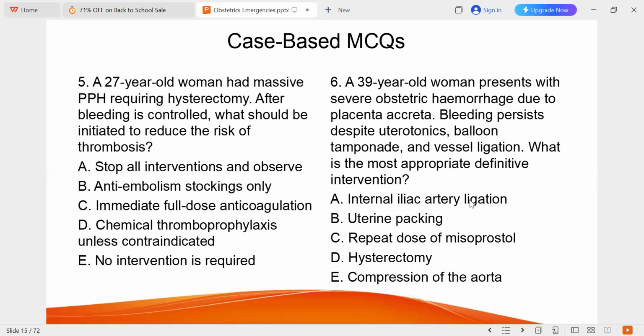Hysterectomy. D. Correct. D, hysterectomy. You need to get that uterus out. Correct.